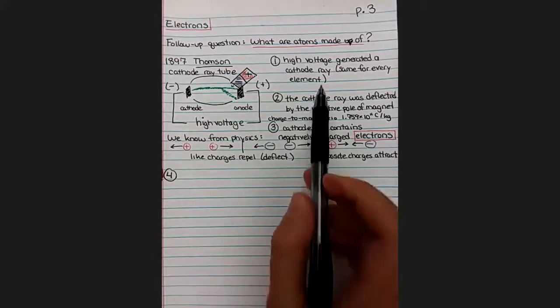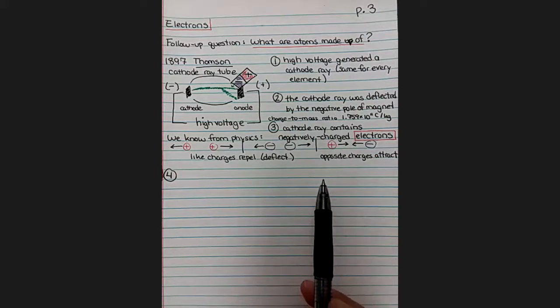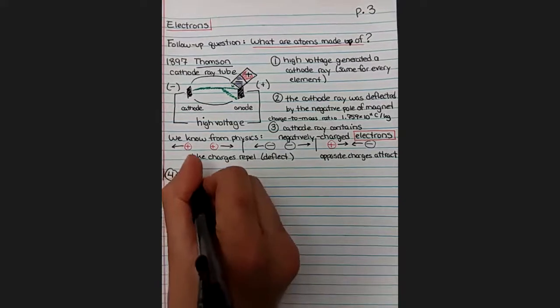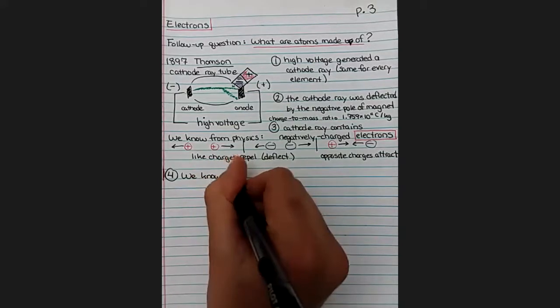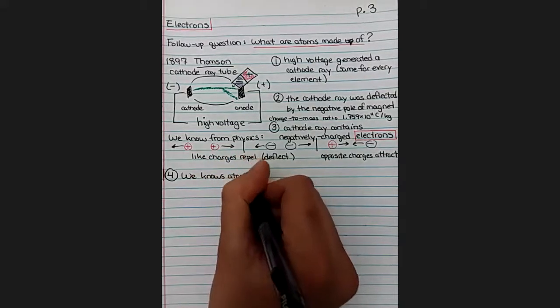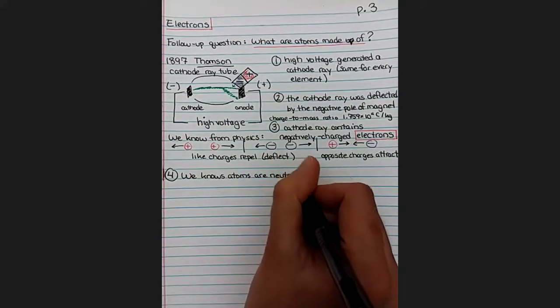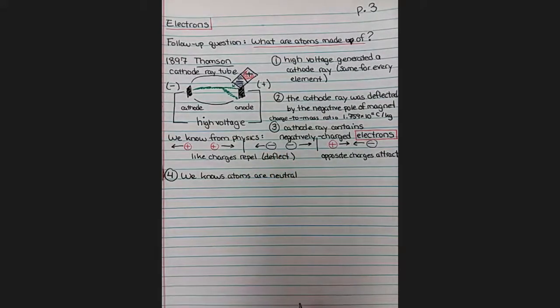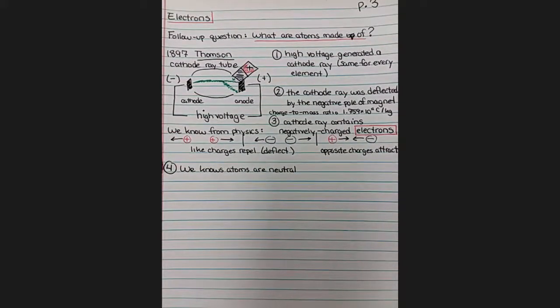So we know that there was this ray generated. It was deflected by a negative pole of a magnet, and it contained negatively charged electrons. And we also know that atoms do not normally have charges. Atoms are neutral. We know that because atoms are stable. Things that have charges are unstable and they tend to react easily. And this is not a feature of everyday atoms.